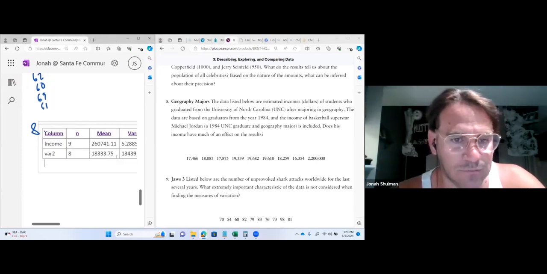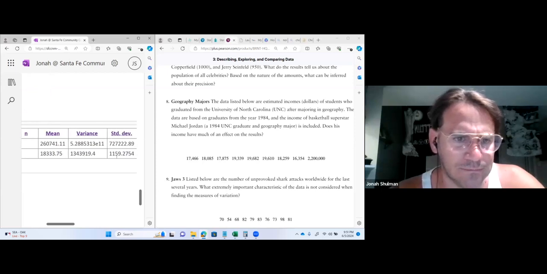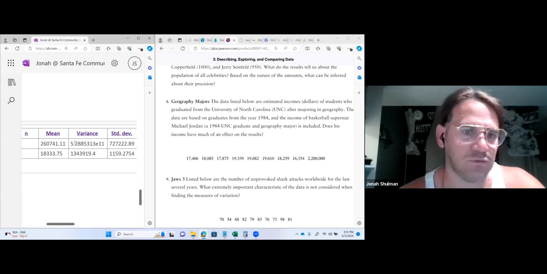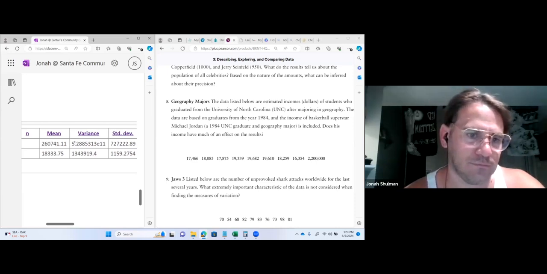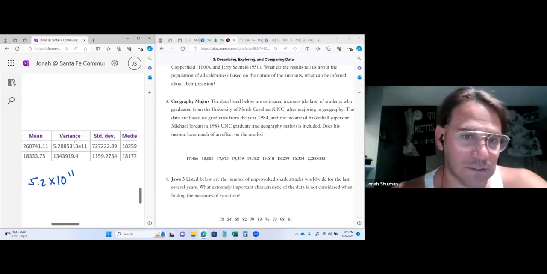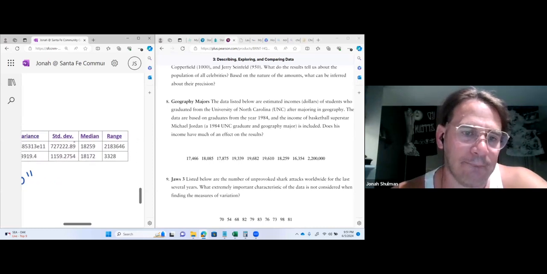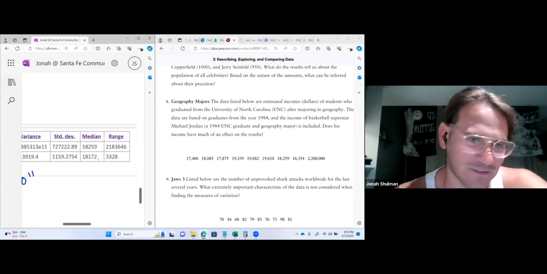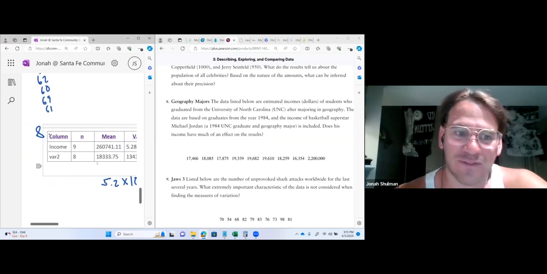Yes, look how much of a difference it has on the results, right? This e to the 11 means this is 5.2 times 10 to the 11th. That's how much variation it is between these two. It's wild. And the range, whew, the median's still the same. So that's why central tendency doesn't really give us the whole picture.